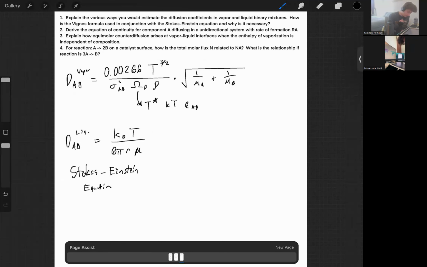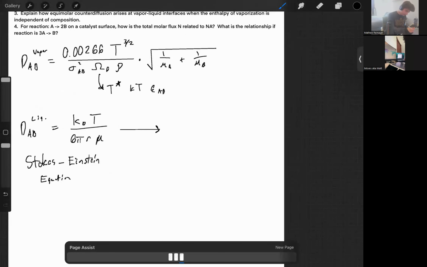So this equation is good. However, it only allows us to express the diffusion for infinitely dilute diffusion equations. So it's not a realistic context because it doesn't consider composition. So we're going to instead take the Vignes formula and convert that so it considers the composition of both A and B, right? Let's see here.